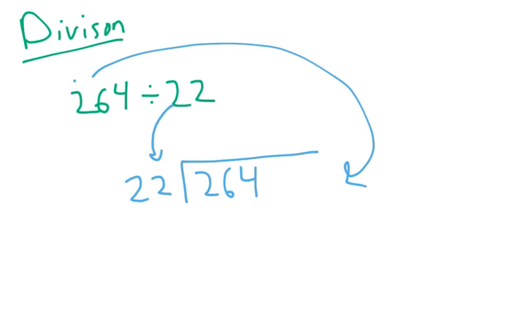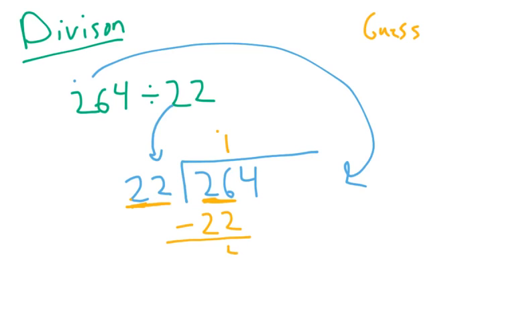Now, what I have to do is look at this first number, or maybe these numbers here, and I have to essentially guess. I have to think, how many times does 22 go into 26? Well, fortunately, 22 goes into 26 one time. Easy enough. Now I take my 1, multiply it by 22 to get 22, and I do some subtraction.